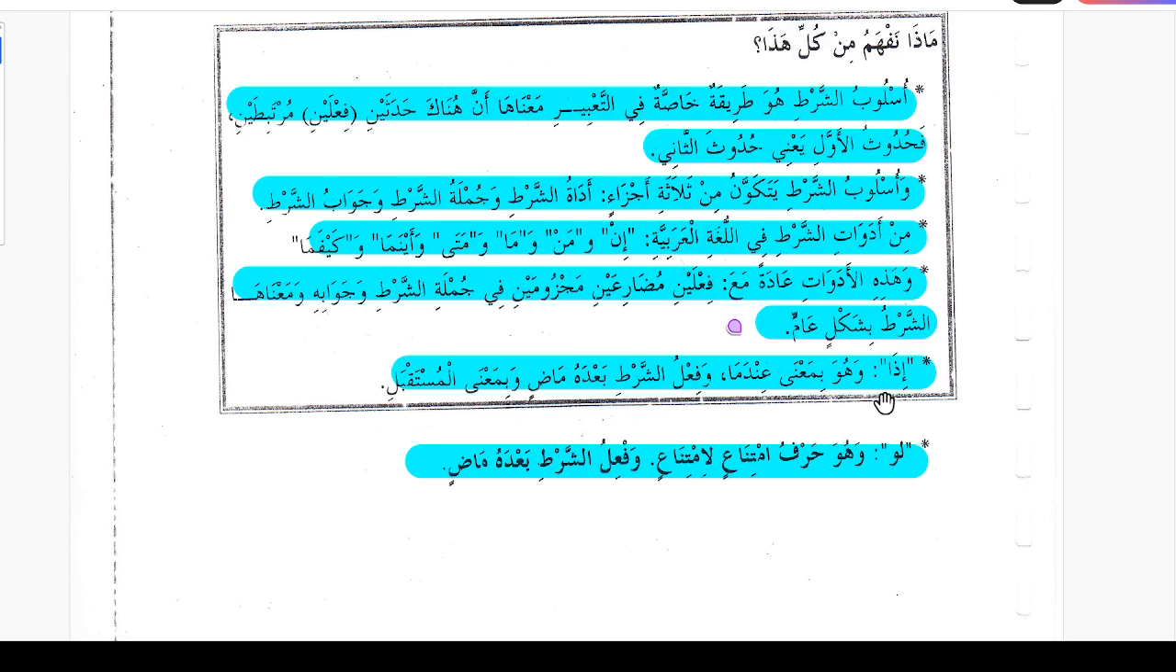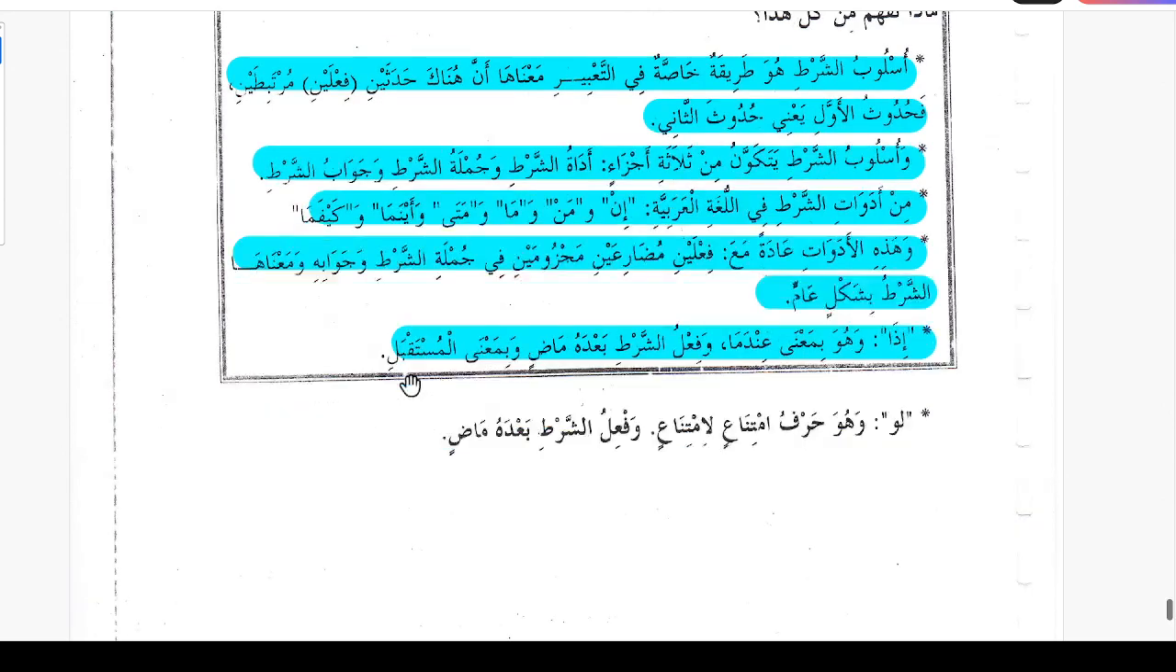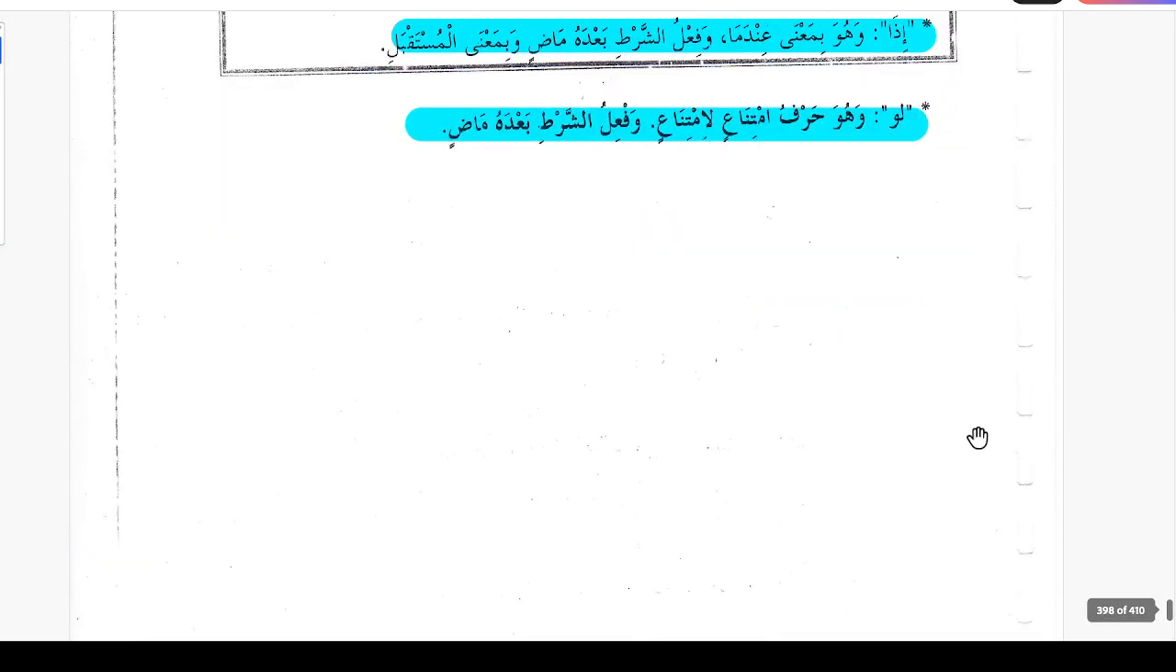Iza means when. And the fi'l al-shart after iza is in the past tense, but its meaning is in the future. Law is the particle of impossibility because of impossibility, and the fi'l al-shart after law is also fi'l madi like iza. So that is the end of the first part of this lesson.